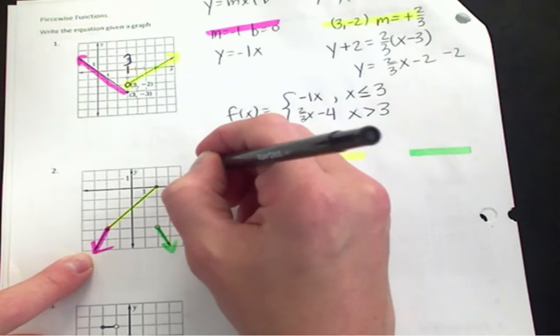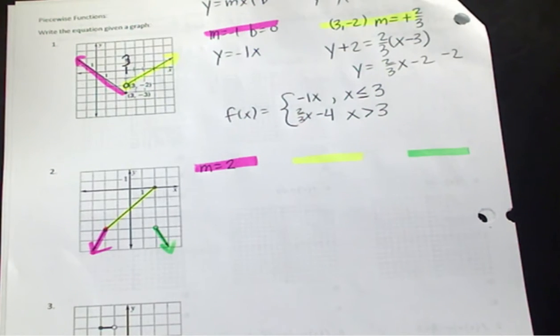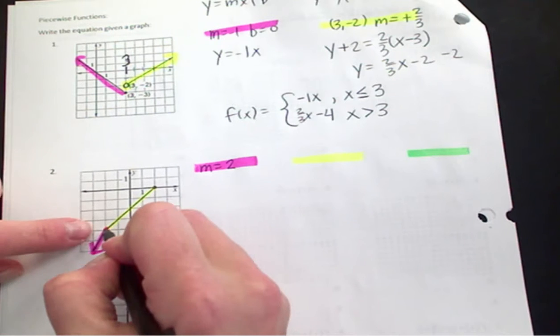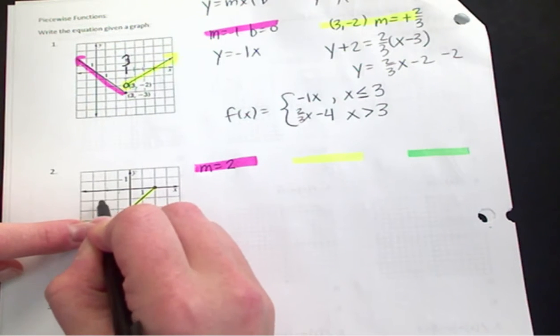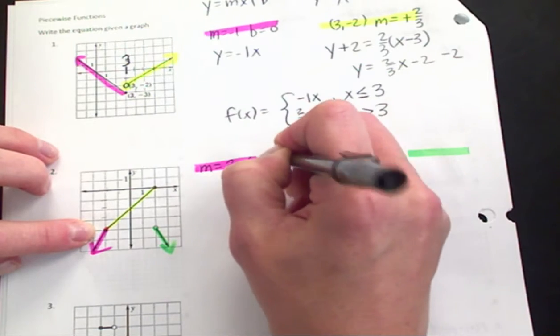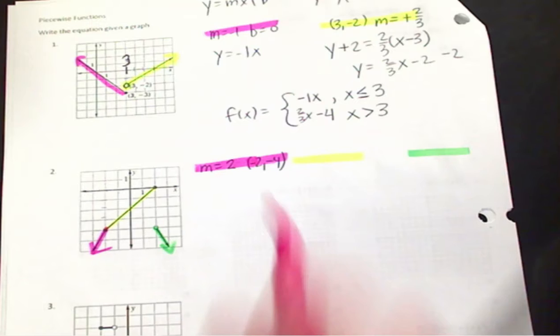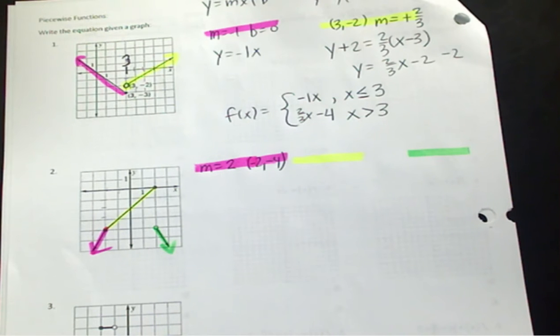I see that the slope is 2. I don't know the y-intercept. So I'm just going to pick a point on that line. 1, 2, 1, 2, 3, 4. -2, -4. It doesn't matter what point you pick, whether it's open or closed. It's just a point that is touching the pink line. That's all I'm looking for.